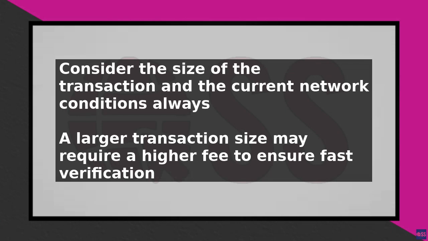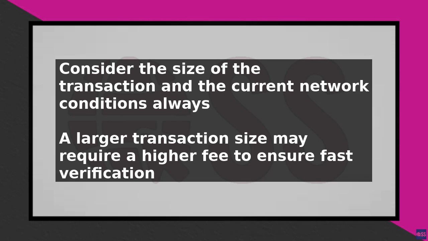Additionally, consider the type of wallet you are using, as some wallets may have different fee structures. To send Bitcoin faster, you can also use the opt-in replace by fee feature, which allows you to increase the transaction fee if the transaction is not verified within a certain time frame. This feature is available on some Bitcoin wallets and can help to speed up the verification process.